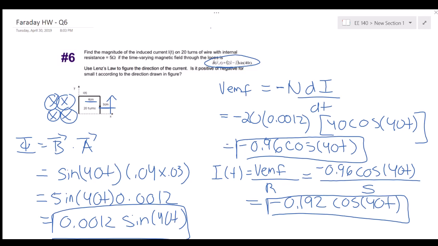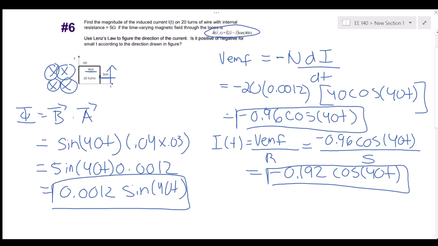Now we're going to use Lenz's law to figure out the direction of the current, if it's positive or negative for small t according to the direction drawn. So when time is equal to 0, B is increasing in the negative z direction, going into the board. We know it's increasing because our B field is sine 40t. The derivative of sine 40t is cosine. So let me write this out.